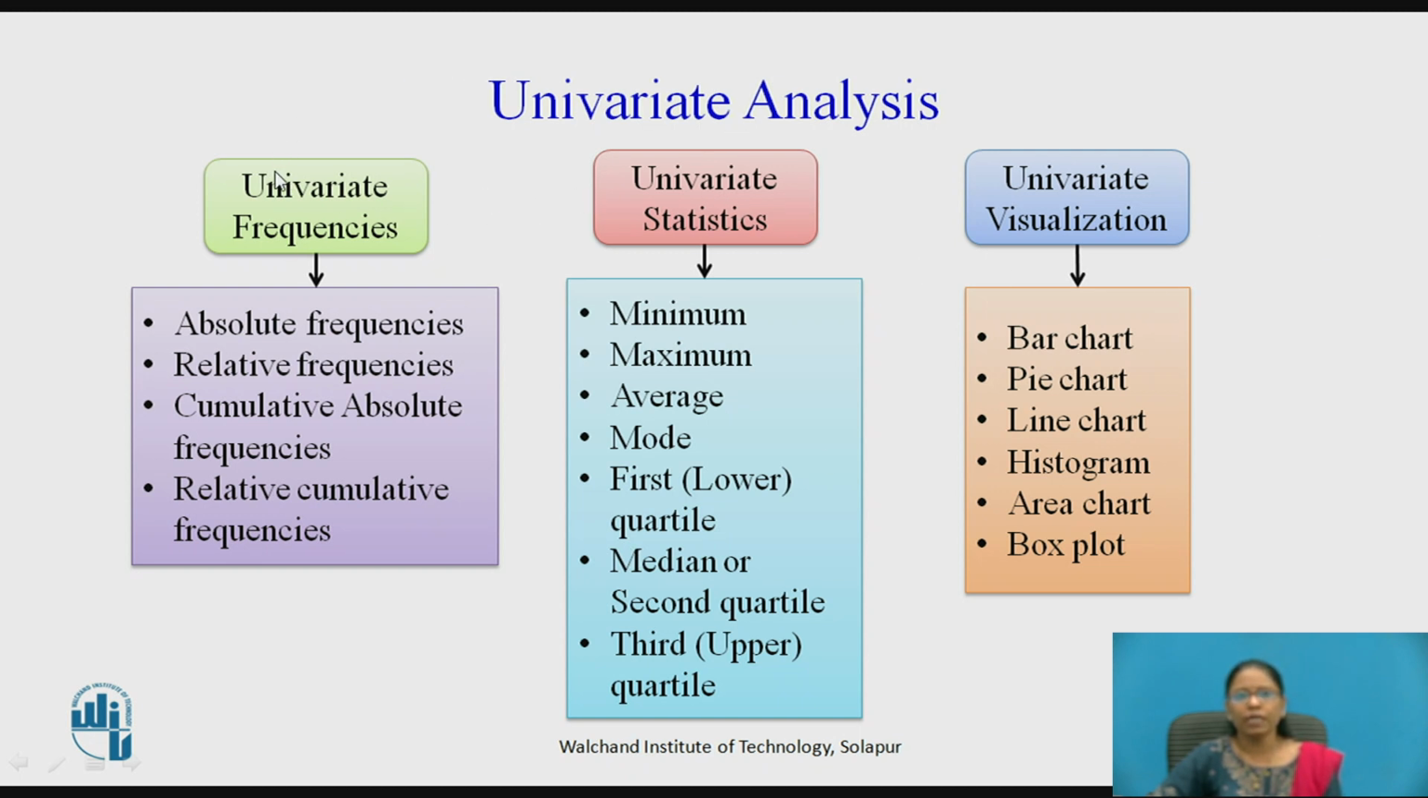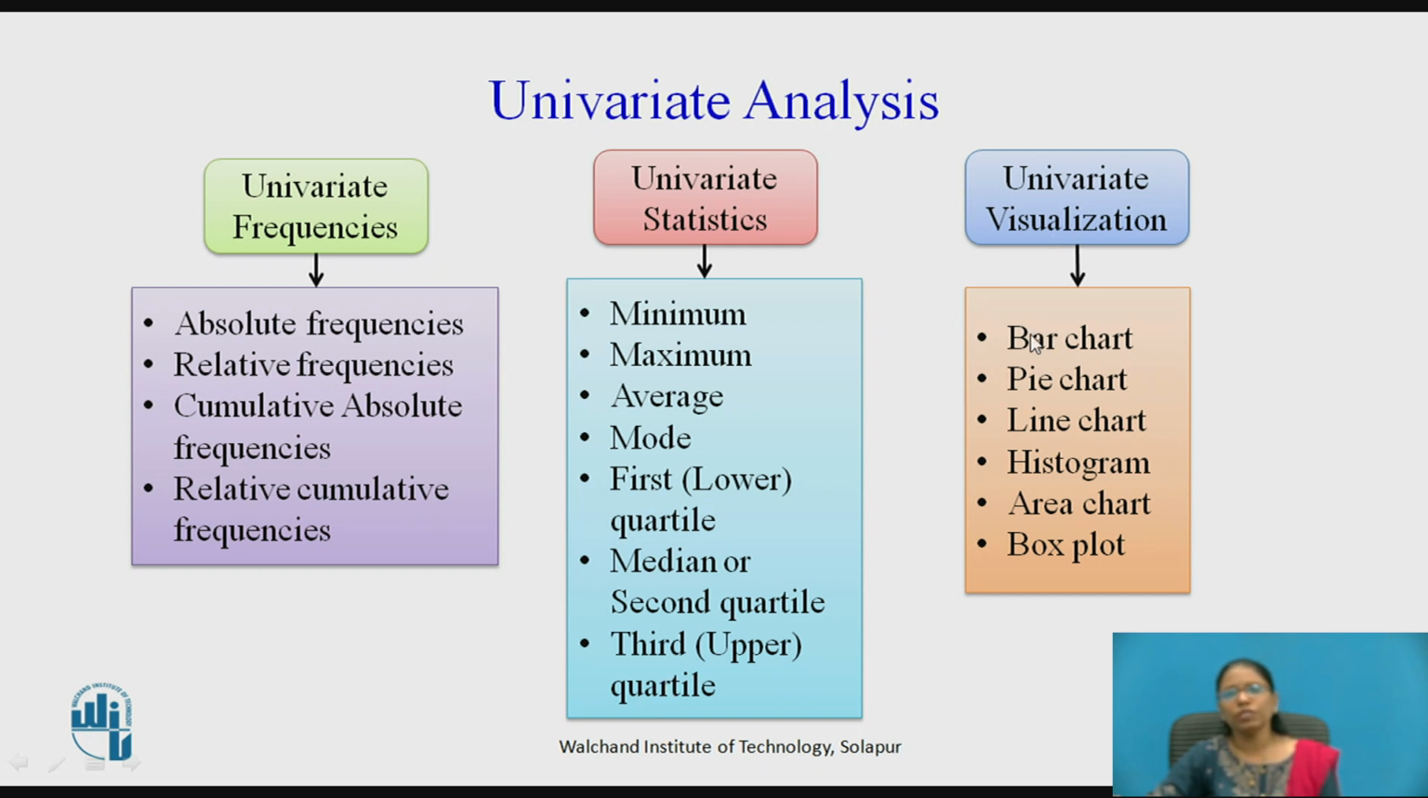There are three types of univariate analysis. One is univariate frequencies, the other is univariate statistics, and the third is univariate visualization. In the univariate frequencies, the frequencies can be calculated as absolute frequencies or relative frequencies, and also there is cumulative frequency, cumulative absolute frequency and cumulative relative frequency. And in the univariate statistics of the data set, we can find out minimum, maximum, average, median, mode. Median is the same as the second quartile, and the first quartile is also called the lower quartile, and the third quartile is also the upper quartile. Then univariate visualizations.